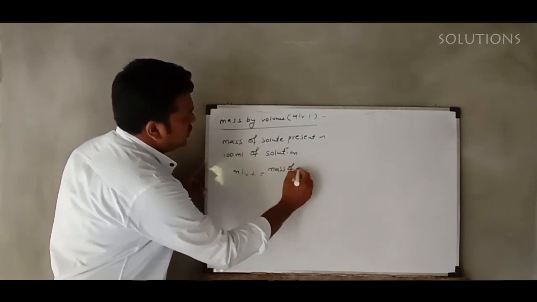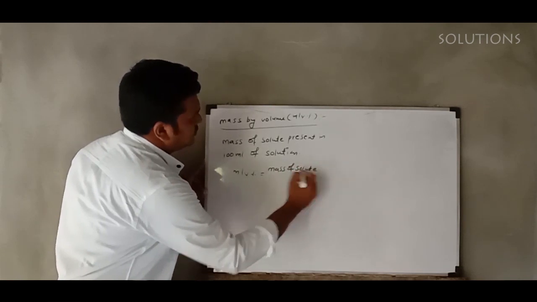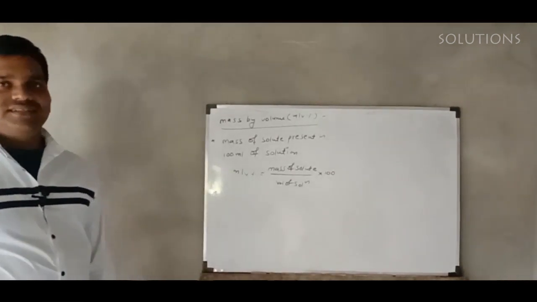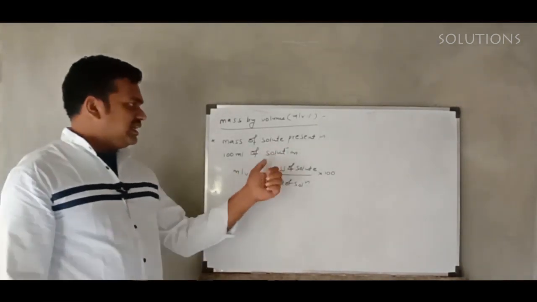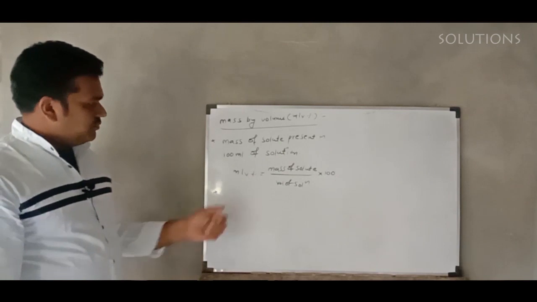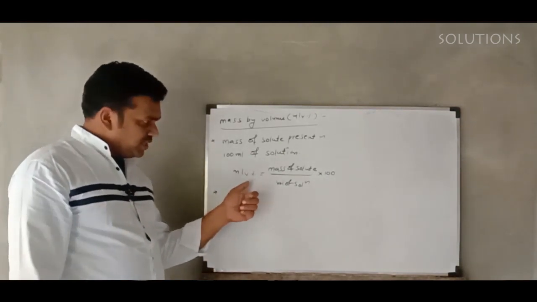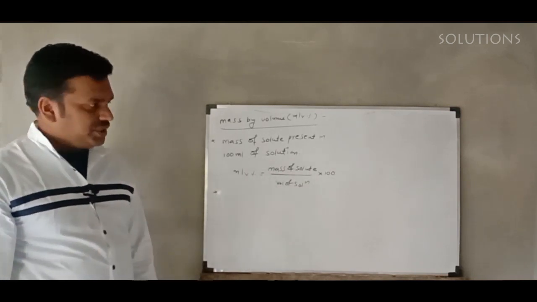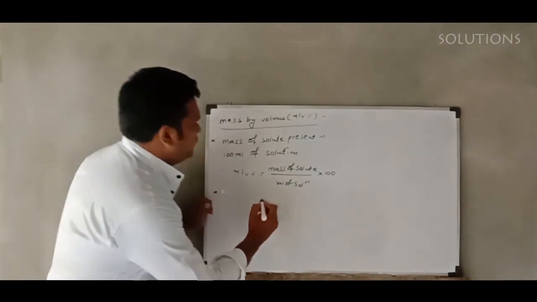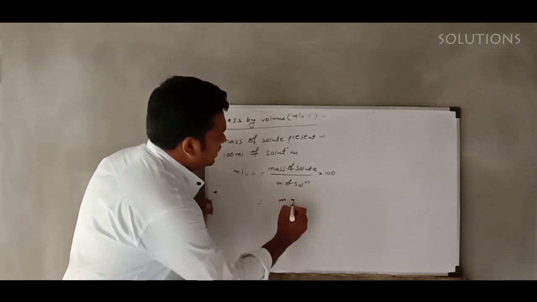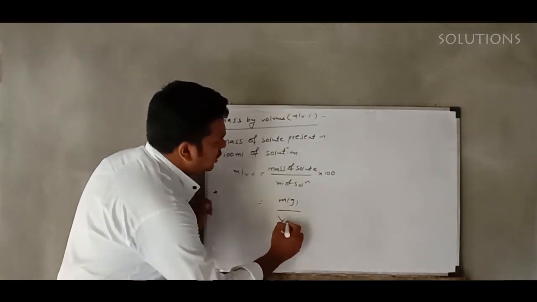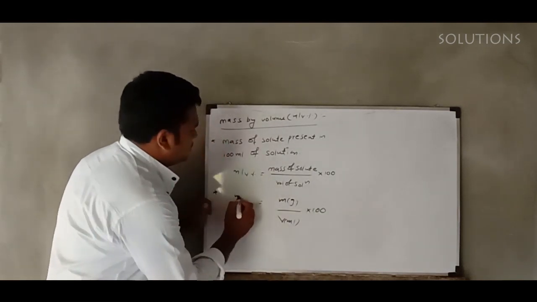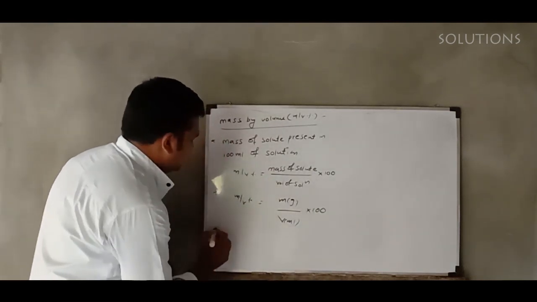mass of solute by volume, mass of solute present in 100 ml of the solution. We can write the formula like this: m by v percent is equal to mass of solute by volume of solution into 100. Generally mass is expressed in grams, and volume in ml, into 100. So we can write the formula like this.